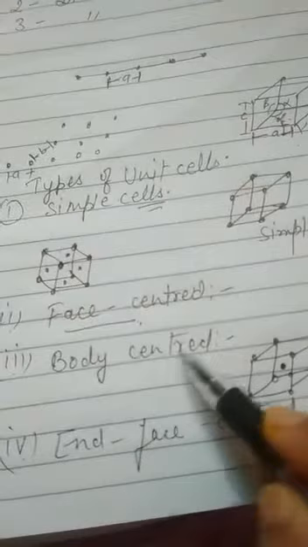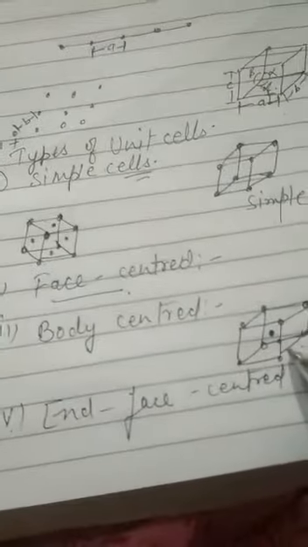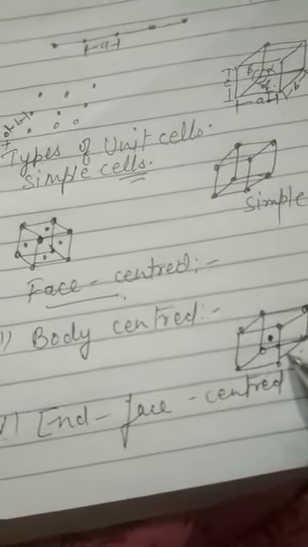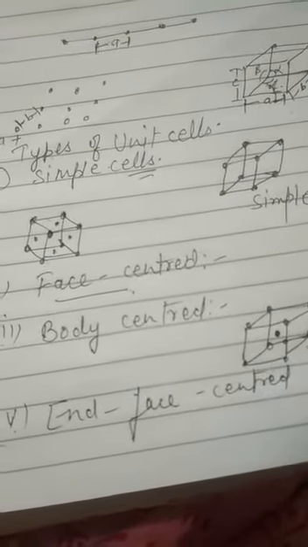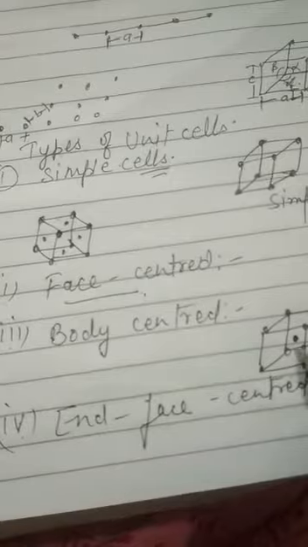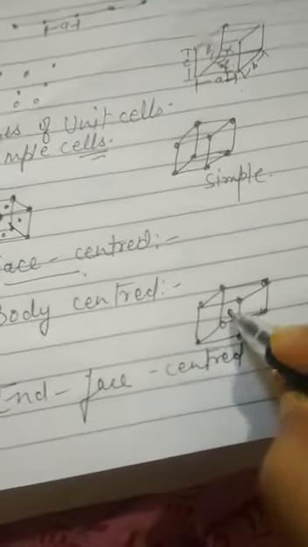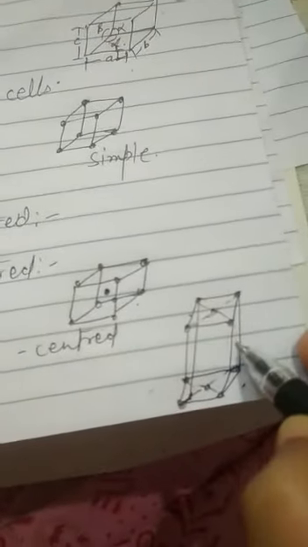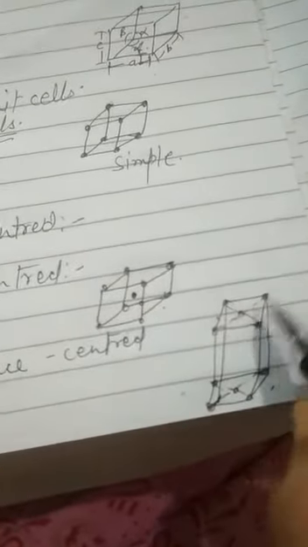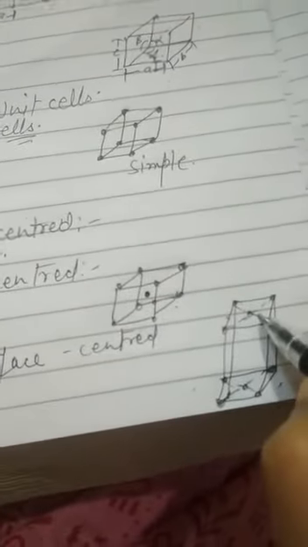The third type is the body-centered unit cell. In this type, points are present at the corners and an additional point is present at the center of the unit cell. This is the body-centered unit cell. The last type is the end-face-centered unit cell. In this type, points are present at the corners and at the center of the 2 ends.